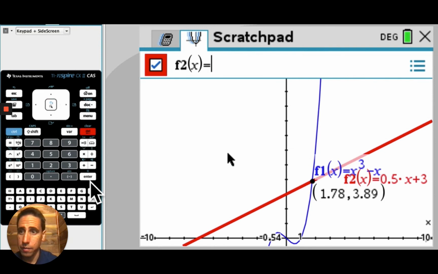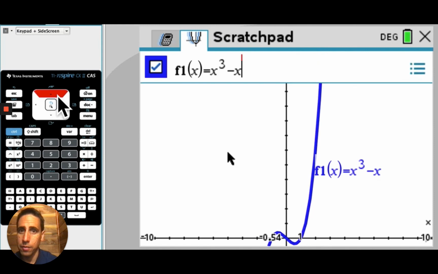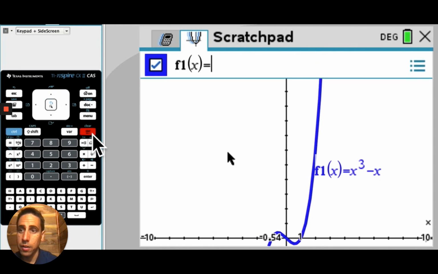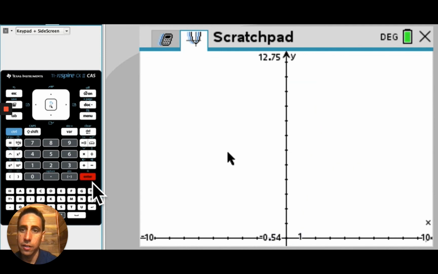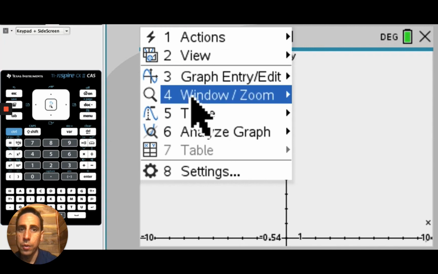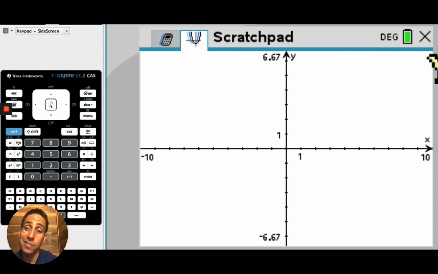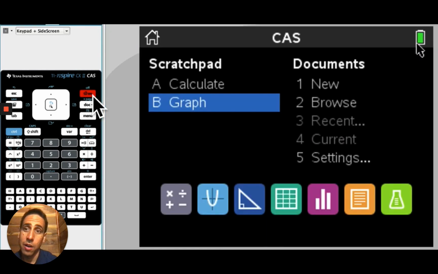Let's clear it. Control, delete, enter. Let's just clean up some stuff. Go up to function 1, Control, delete to clear that also. Looks really nice. Let's rezoom things a bit. Menu, 4 window zoom, and 5 zoom standard. Now everything is great. Go back to the home screen. That's it.